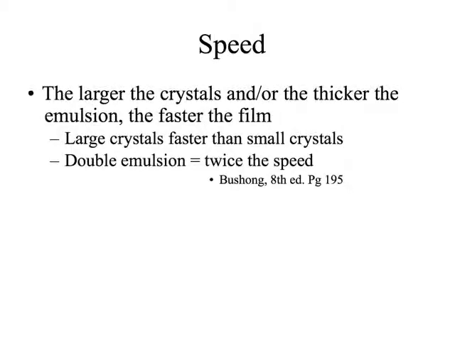So the larger the crystals and the thicker the emulsion, the faster the film. So large crystals are faster than small crystals. And a double emulsion is twice the speed of a single emulsion. And that comes from Bouchon.